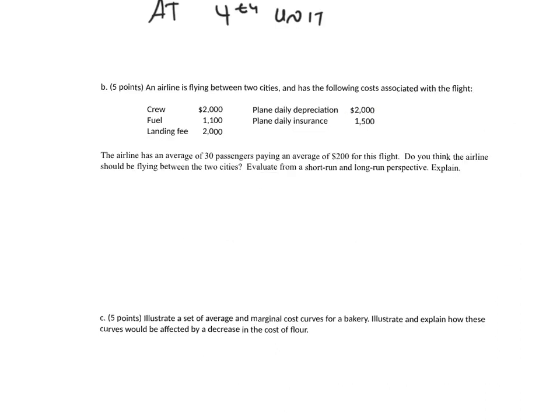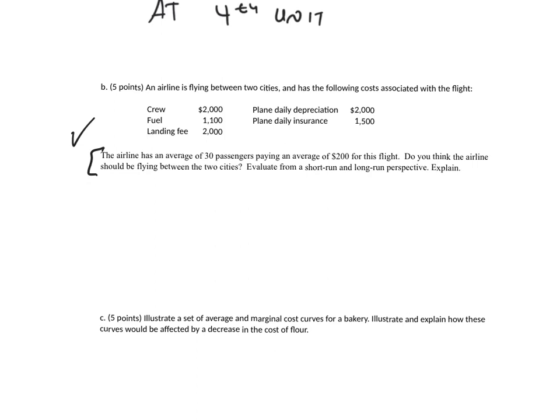Question B. An airline is flying between two cities and has the following costs associated with the flight. The airline has an average of 30 passengers paying an average of $200 for this flight. Do you think the airline should be flying between the two cities? Evaluate from a short run and a long run perspective.